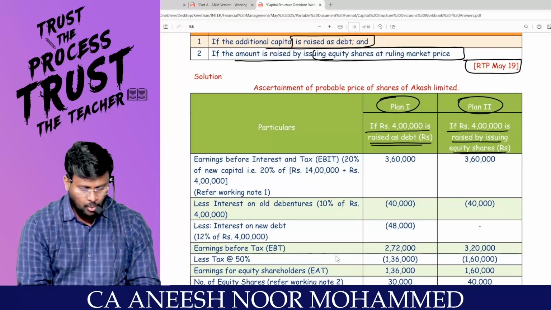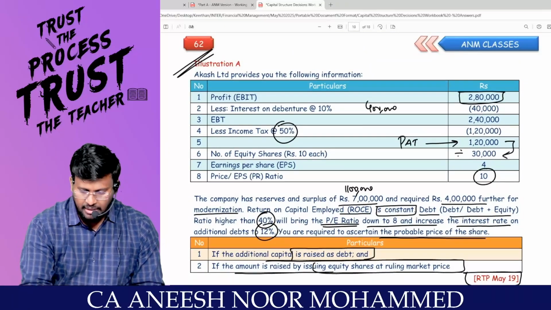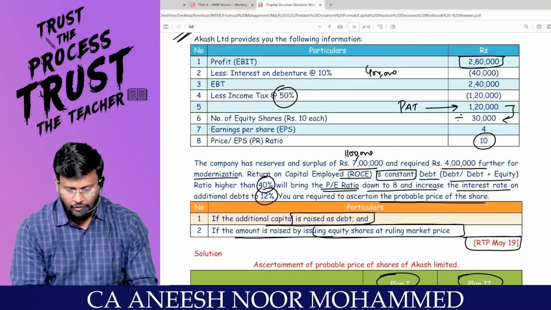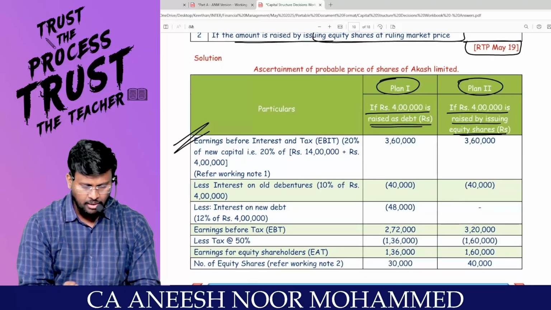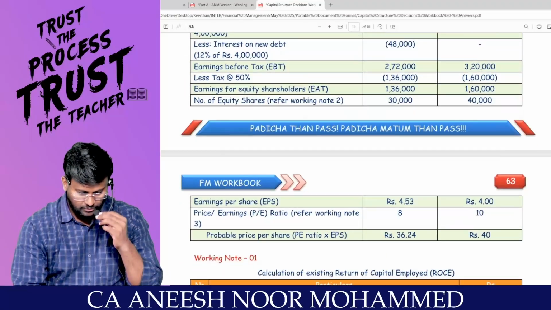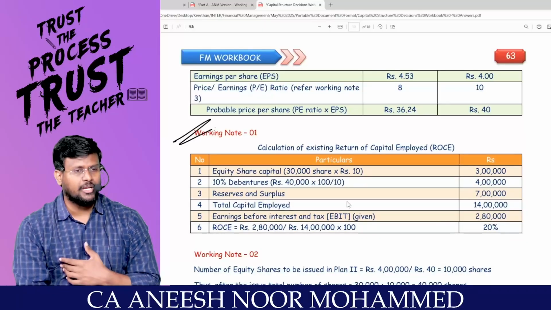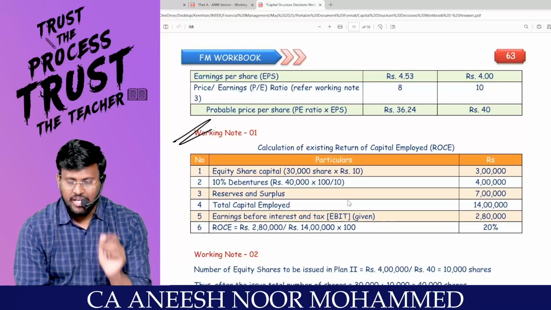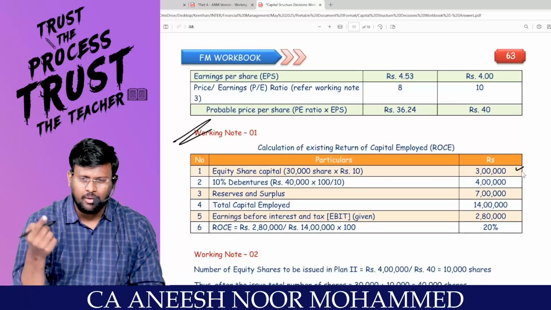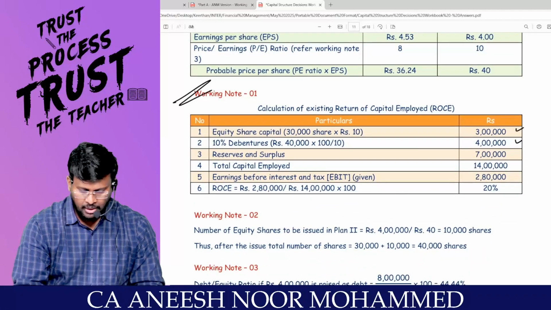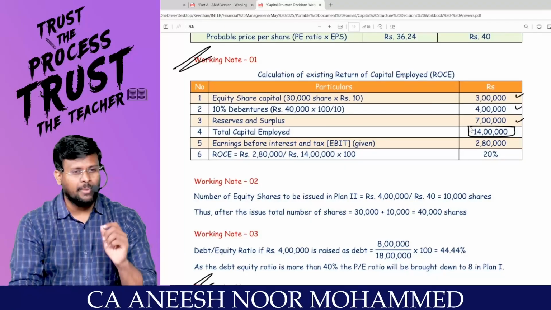Right, sir? What is the earnings before interest and tax? Have they given anything? Yes. The current EBIT is 2,80,000. Can we calculate? Tell me, what is the existing equity share capital? Existing equity share capital is 3 lakhs. Already given is the 10% debenture, which we calculated by reversing the interest rate. Total comes to reserves and surplus, already given in the question, so the total capital employed is 14 lakh.